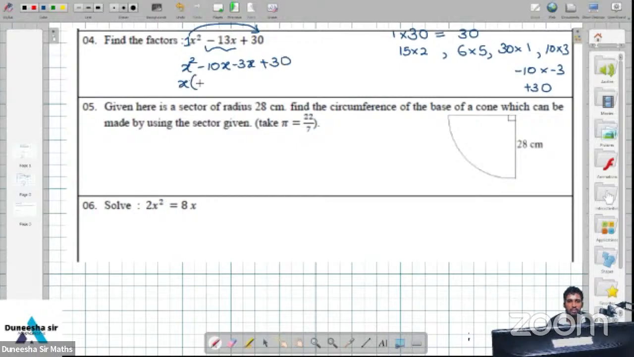Okay. What is the common term for the first two? x minus 10. Then minus 3 we can take out. Then x plus x minus 10. Then you can take x minus 3. Then x minus 10. They are the factors of x squared minus 13x plus 30.